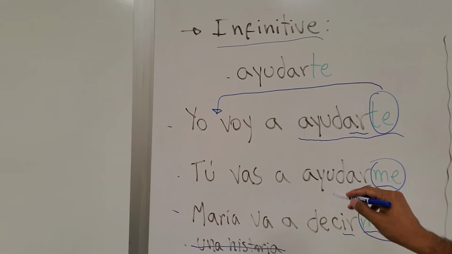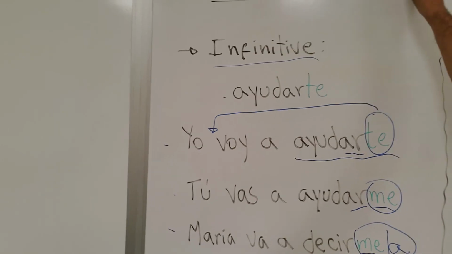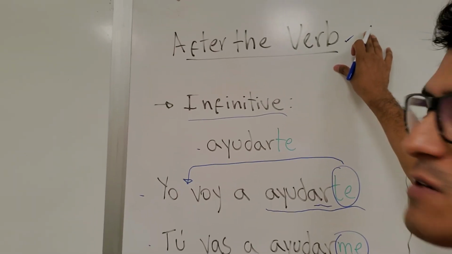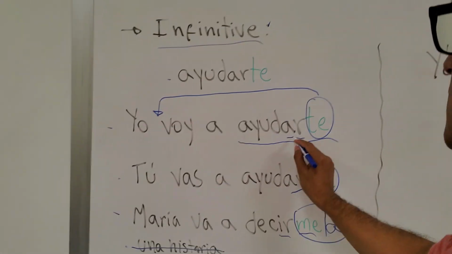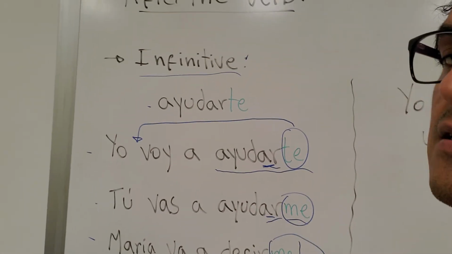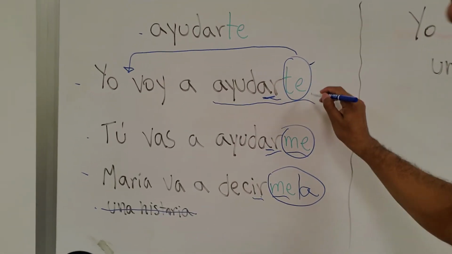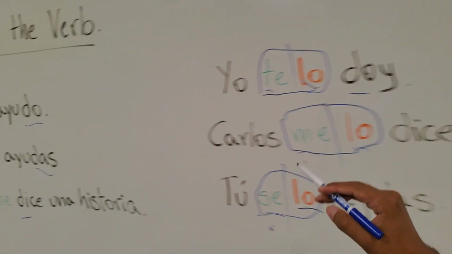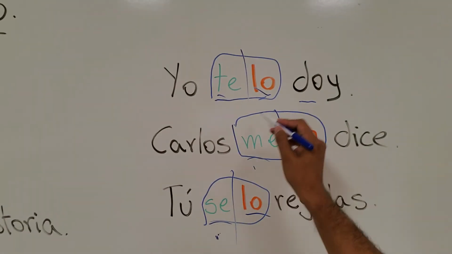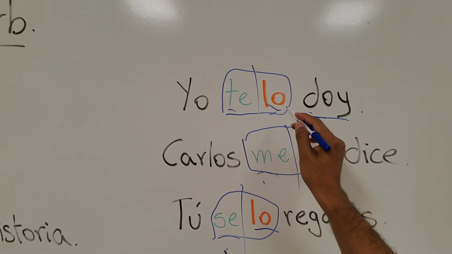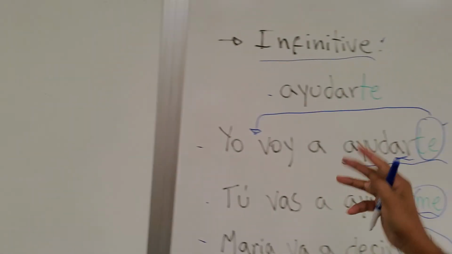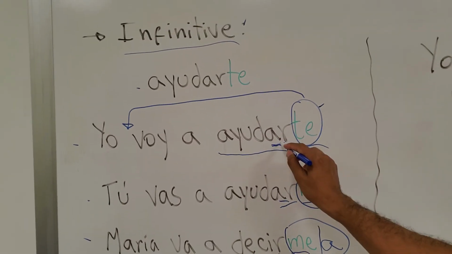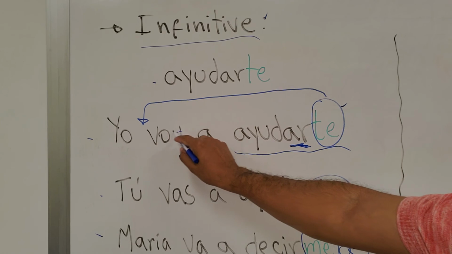Because here I have the two rules. I have the rule that says that the pronoun can go after the verb if the verb is in infinitive. The verb is in infinitive here, yes, ayudar, decir, so I can place the pronoun after the verb. But I also have that rule here that I will place the pronoun before the verb if the verb is conjugated, like doy. So I could place the pronoun in these two positions here.